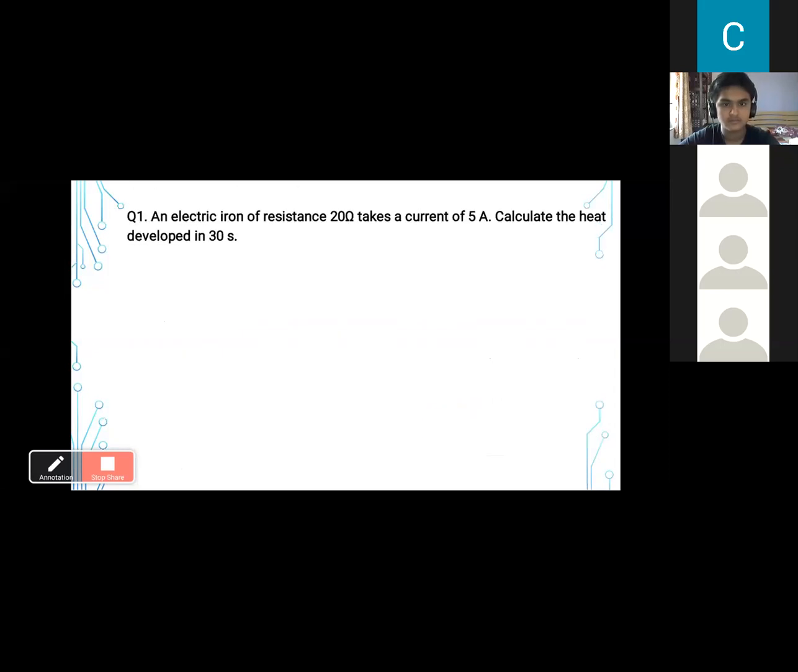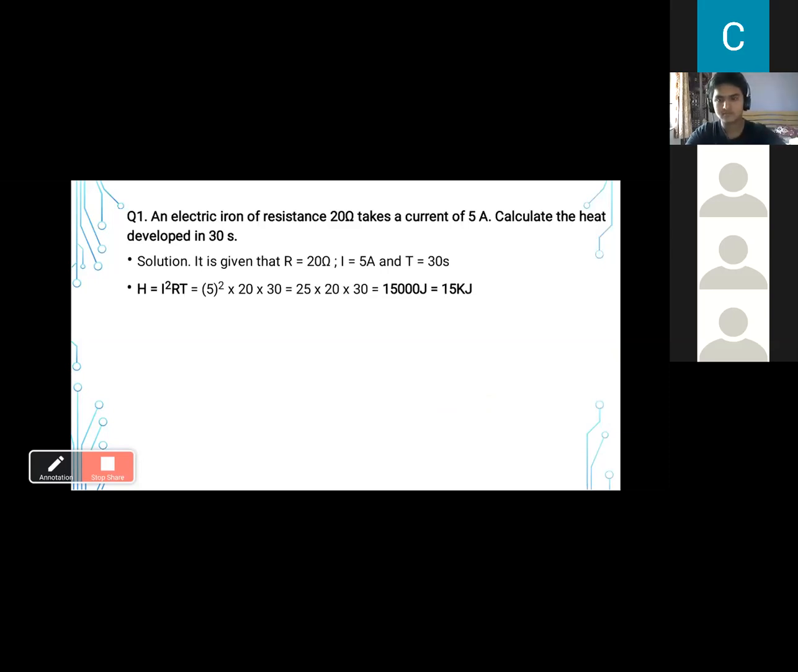For example, question: an electric iron of resistance 20 ohms takes a current of 5 amperes. Calculate the heat produced in 30 seconds. So resistance is given to me, current is given to me, heat I have to calculate. So how will I calculate? I'll simply apply Joule's law of heating, that is I square RT. I'm getting 15,000 joules. I can write it as 15 kilojoules also, because I have taken 1000 as kilo. So 15 kilojoules or 15,000 joules, I'm getting the answer. Whenever you're taking time in seconds, you will have the heat in terms of joules.